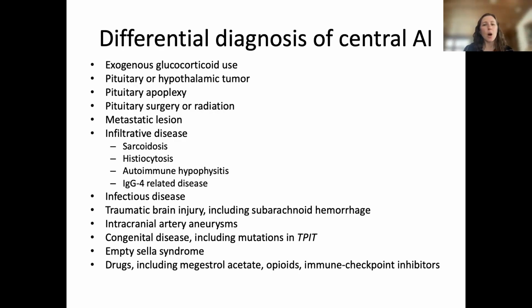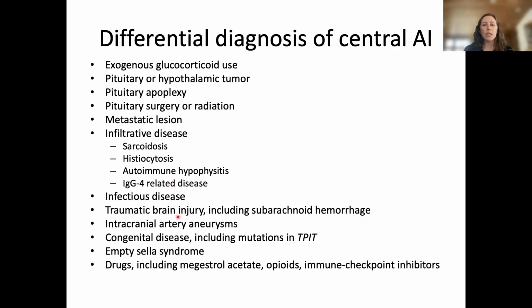Autoimmune hypophysitis, here under the category of infiltrative disease, includes both immune checkpoint inhibitor-induced hypophysitis, as well as lymphocytic hypophysitis, which can be seen in pregnant women or postpartum, both of which can cause isolated central AI in contrast to pituitary tumors, in which the corticotroph axis is typically one of the last anatomical units to be lost.